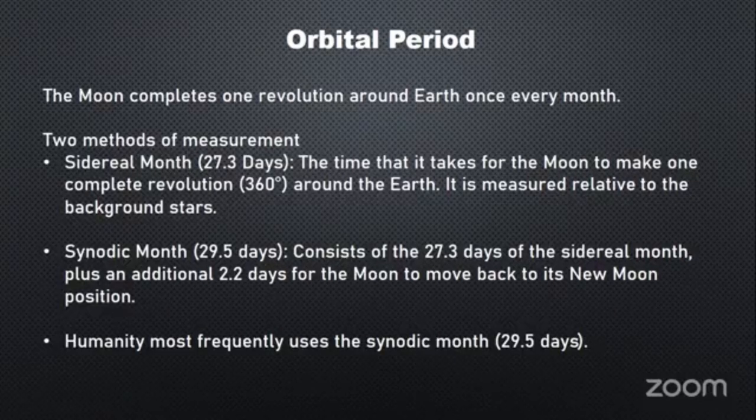Then we have the synodic month. The synodic month consists of the sidereal month, which is 27.3 days, plus an additional 2.2 days for the moon to move back to its new moon position. The one we use is the synodic month, the one we call 1 month, because 1 month is on average 30 days, but the real number is 29.5. So we are using an approximate date. Humanity most frequently uses the synodic month.